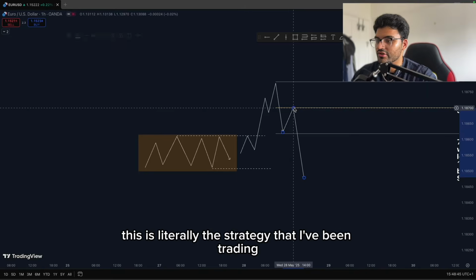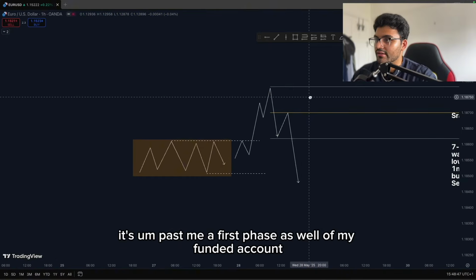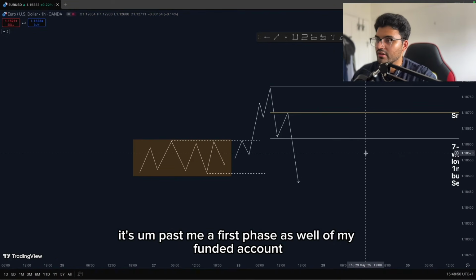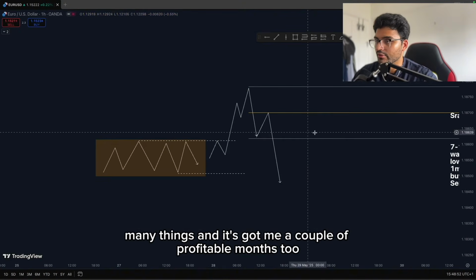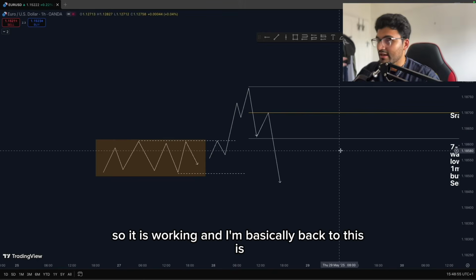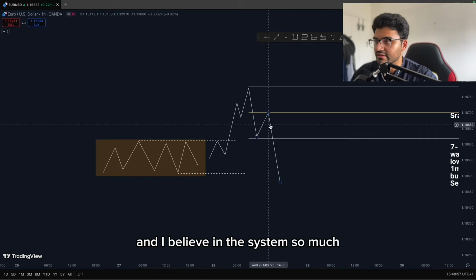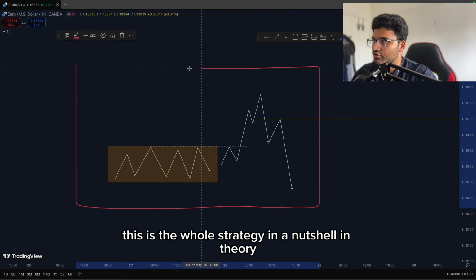This is literally the strategy that I've been trading. It's all on this channel. It's passed me the first phase of my funded account, among many things, and it's got me a couple of profitable months too. So it is working, and I backtested this, and I believe in the system so much. This is the whole strategy in a nutshell.